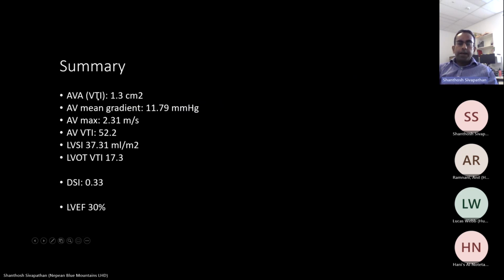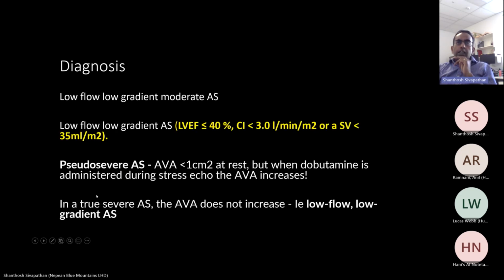So in summary, your aortic valve area is 1.3. Your mean is 12. Vmax is 2.3. Your stroke volume is okay, but I'm not sure in terms of the measurements. I'll go back. The DSI is 0.33, but the LVEF, they said it was 30. But what I wanted to highlight in this case was the fact that this is a low flow, low gradient, moderate aortic stenosis, because of the DSI, but the LV is quite significantly impaired. The flow was also impaired.